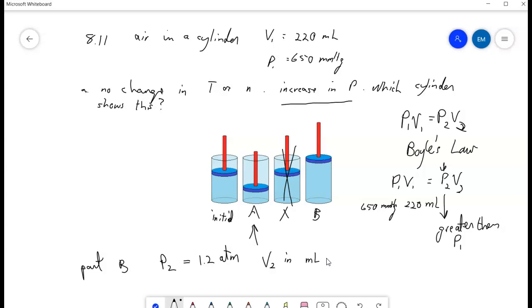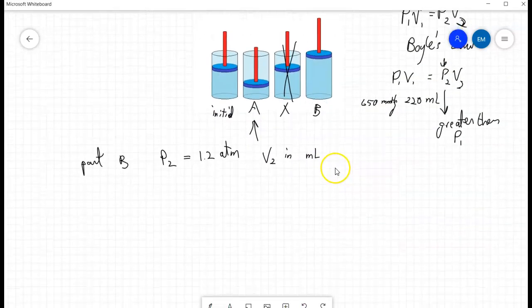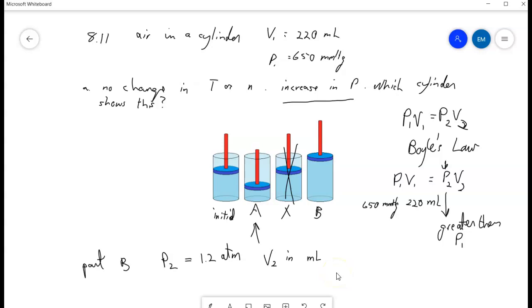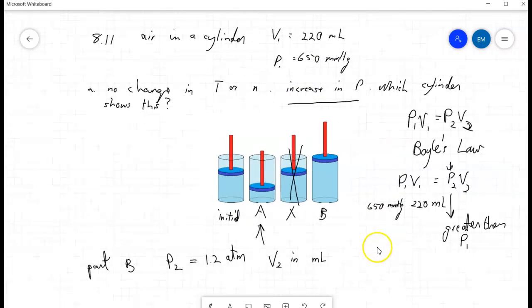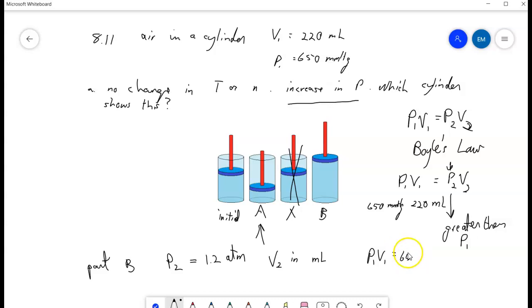We're asking for the volume in milliliters, so we're really not worried about the pressures, except that we have to have them in the same units. Let me move this up some. I better copy this down here before we do this. P1 V1 is equal to 650 millimeters Hg times 220 milliliters.